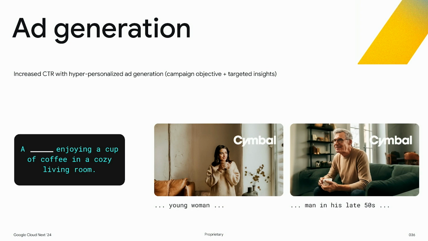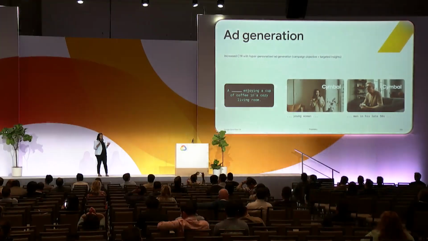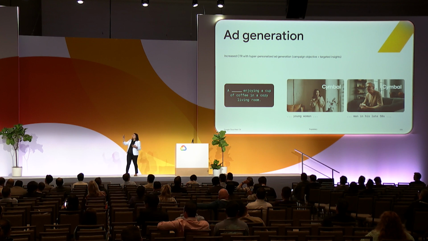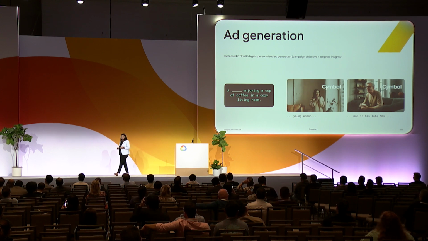So for example, say you're a coffee company called Symbol, and your campaign objective is showing people drinking coffee to relax and rejuvenate. Just by changing the target segment within the same input text prompt, now you can create different creatives, and also this process will get highly sped up.